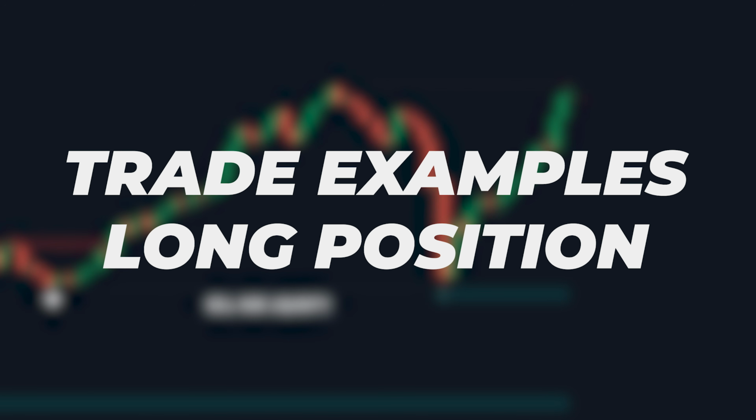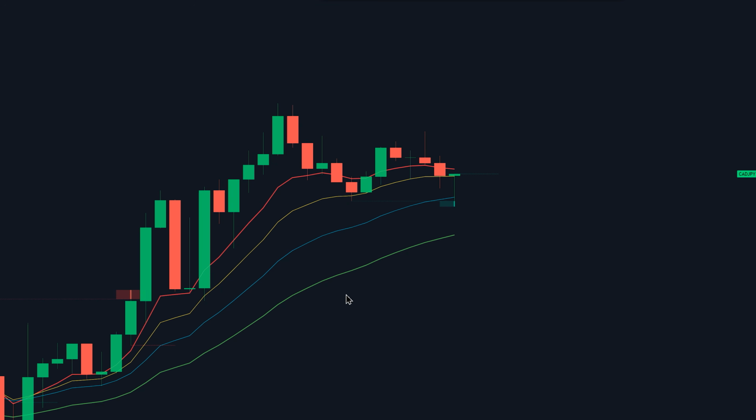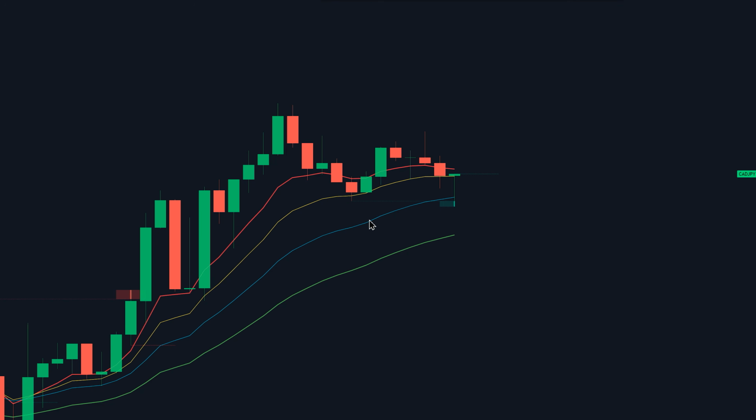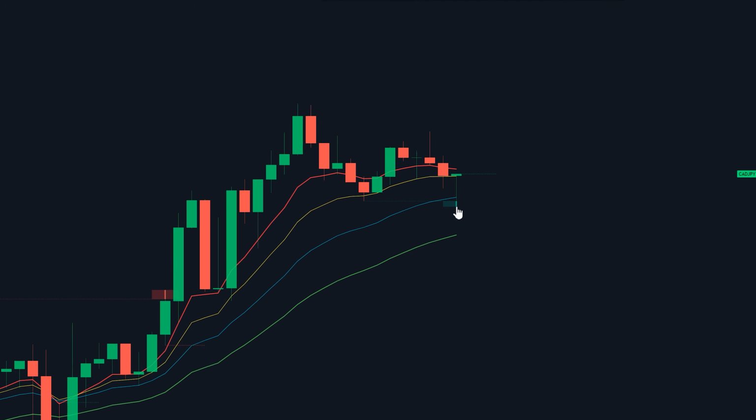To take a long trade with these two indicators, these are the conditions. First, identify a sell-side liquidity sweep. Right here we can see this is our sell-side liquidity level, and this is the sweep, which makes this sweep candle our entry candle. Condition number 2 is to confirm that the market is in a bullish trend.